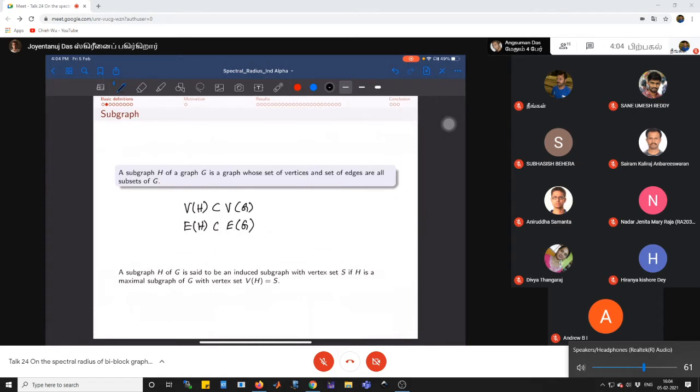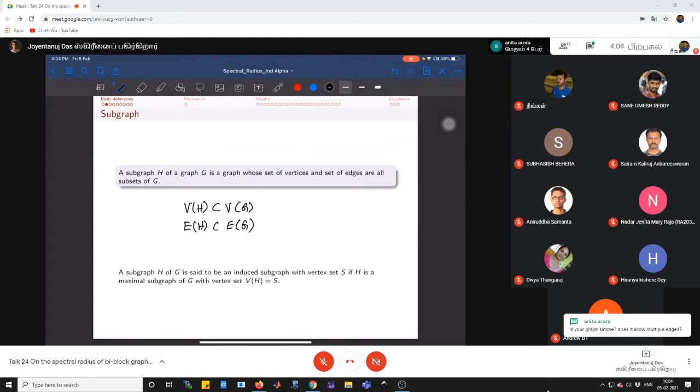And a subgraph is said to be an induced subgraph with vertex set S if H is the maximal subgraph of G with respect to the vertex set S. In the previous subgraph case, we may miss some of the edges between the vertices we are taking, but in the case of the induced subgraph, we take all possible edges from the original graph on the vertex set S.